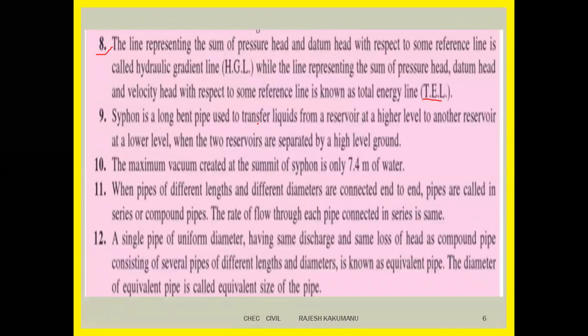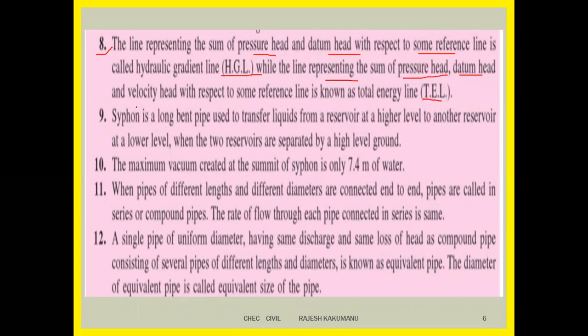Next, we have discussed the HGL and TEL. The line representing the sum of the pressure head and datum head with respect to some reference line is known as HGL, whereas the line representing the sum of the pressure head, datum head, and velocity head with respect to some reference line is known as TEL.